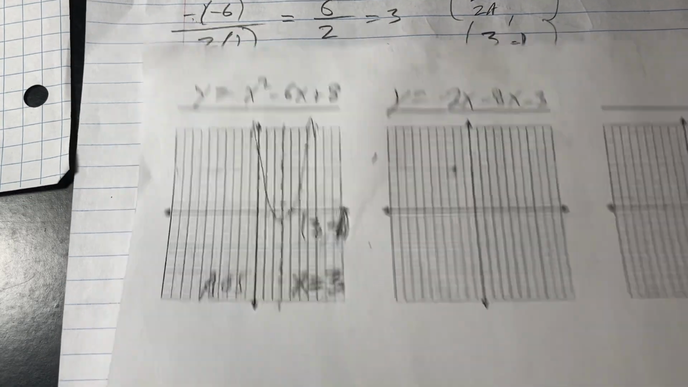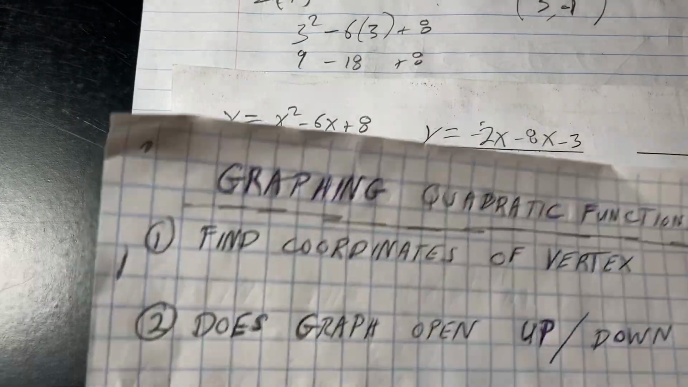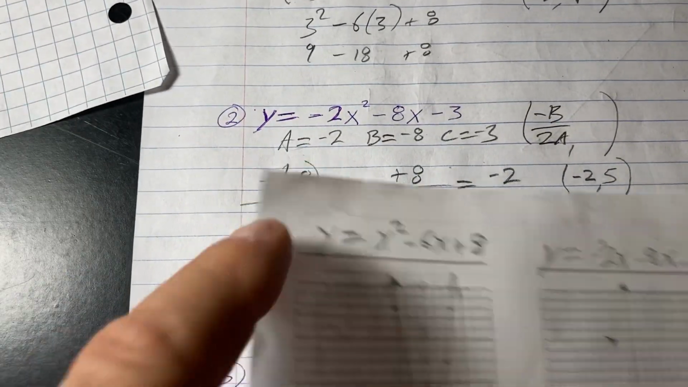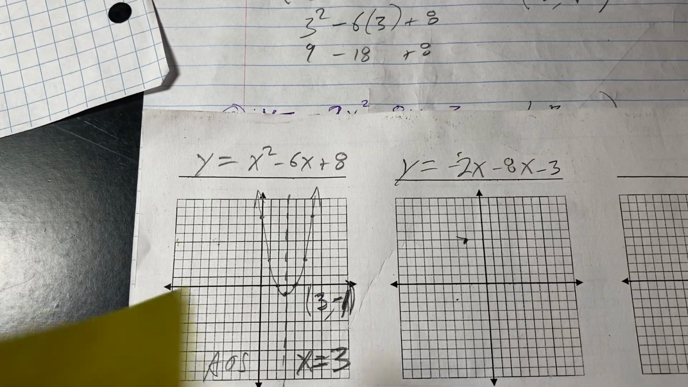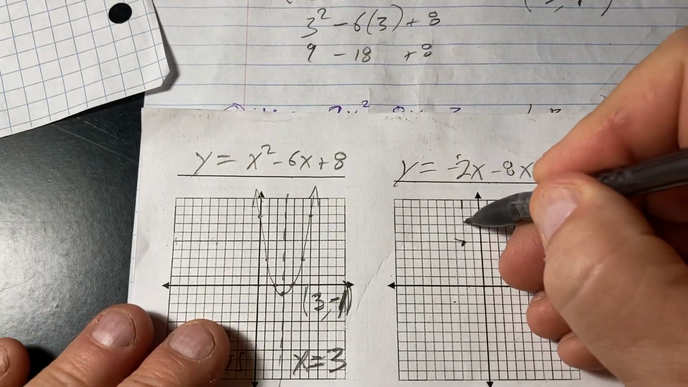Okay. So, next, we found the coordinates of the vertex. Put a dot there. Does the graph open up or down? A is negative, so it opens downwards. Okay, axis of symmetry.